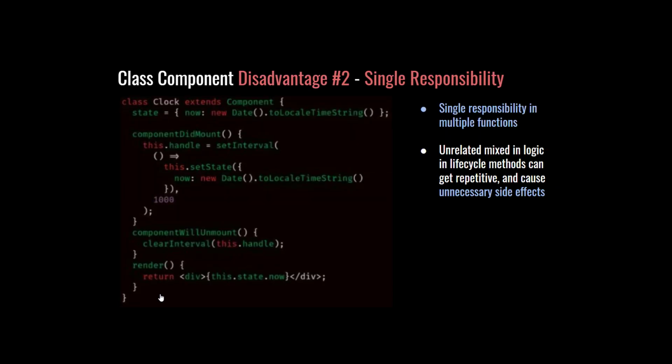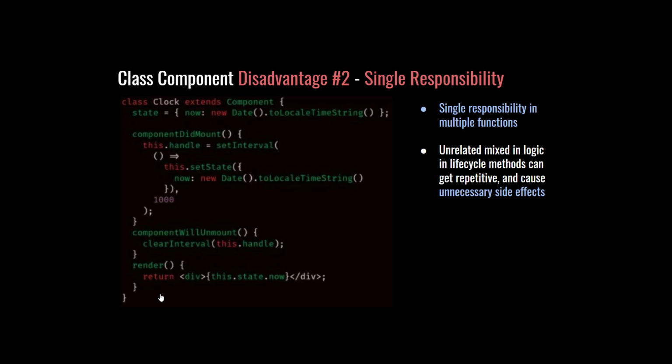Disadvantage number two is single responsibility and multiple functions. You have all this logic going on inside of didMount and willUnmount, and it's customized within those lifecycle methods. Sometimes when you have unrelated logic in those lifecycle methods, you get all these side effects going on that you're not expecting. So that's another disadvantage there.